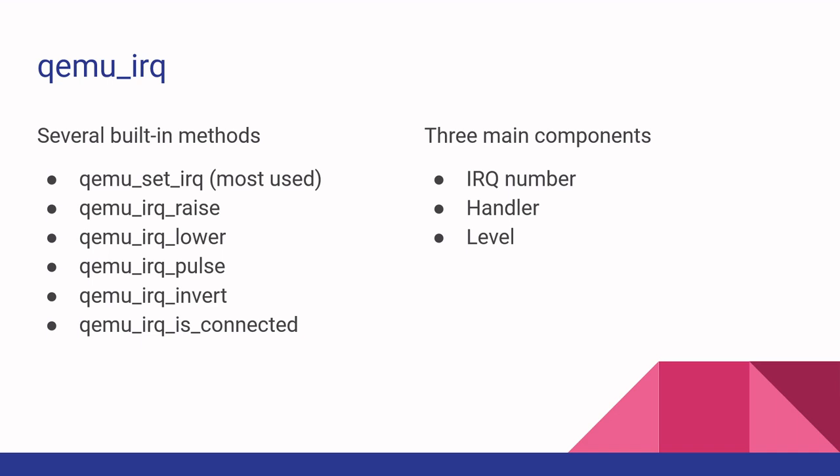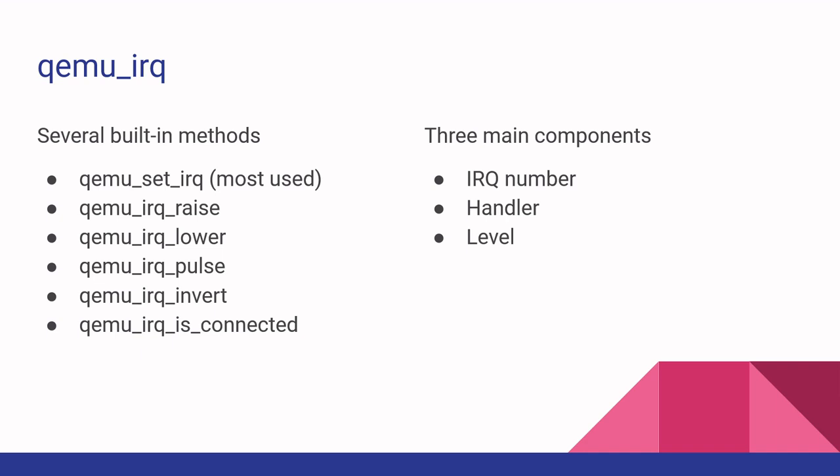So with QEMU IRQ, there are several built-in methods. We have set IRQ, which is the most used. It just sets the IRQ to a value. We have raise, which sets it to 1. We have lower, which sets it to 0. We have pulse, which sets it to 1, then 0 in quick succession. Invert will take whatever the input was and invert it. And then IRQ is connected will return whether the IRQ is actually connected or not.